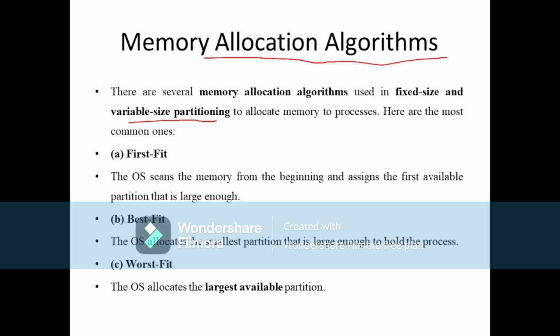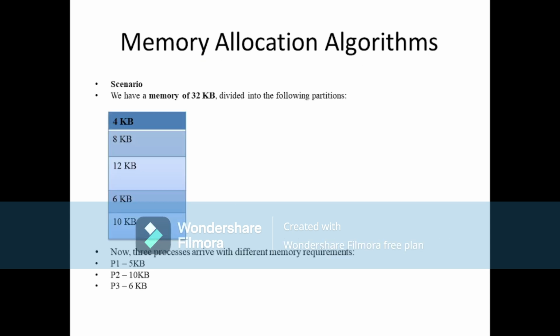In the first fit algorithm, the operating system scans the memory from the beginning and assigns the first available partition that is large enough for the process. In best fit, the operating system allocates the smallest partition that is large enough to hold the process. And in worst fit, the operating system allocates the largest available partition. So let us try to understand these three algorithms with some examples.